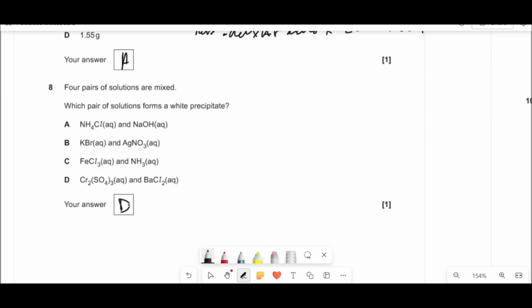It's gone, done, finished. This, if you added the NH3, you'd get like a brown precipitate. This, you'd get a cream precipitate. And then this, NH4Cl and NaOH, you'd get no precipitate.